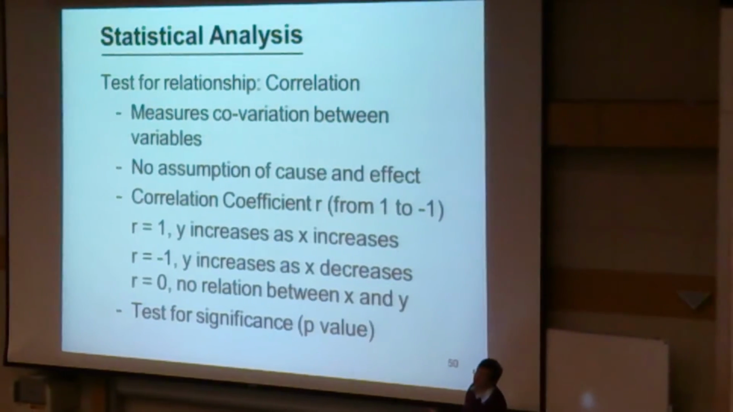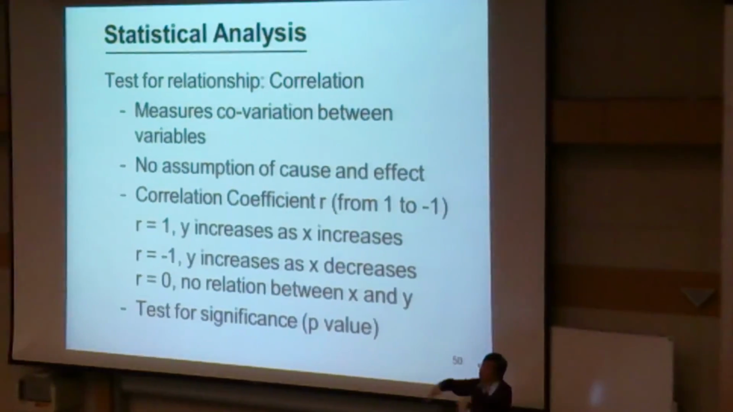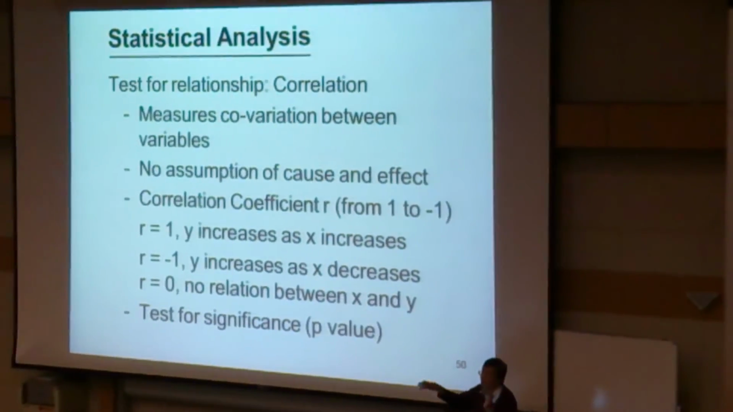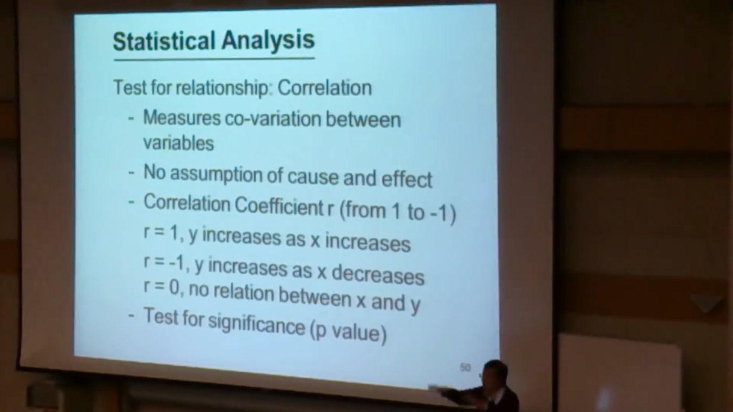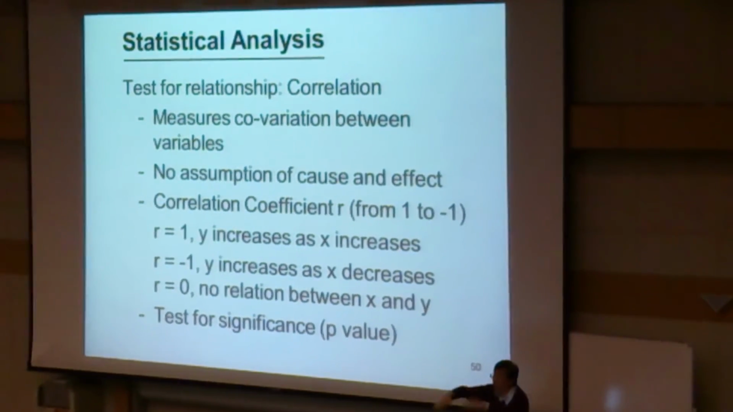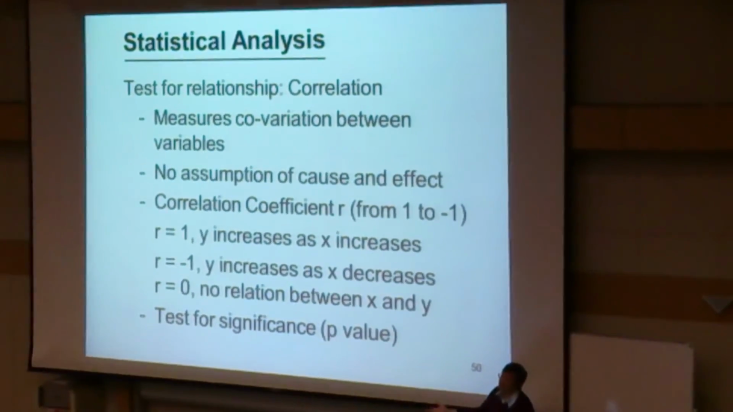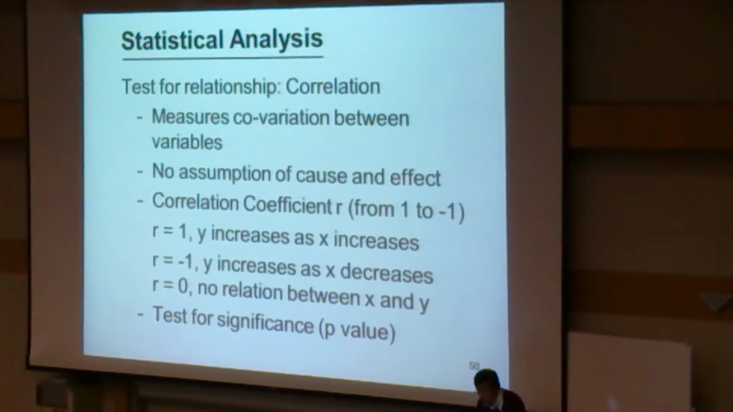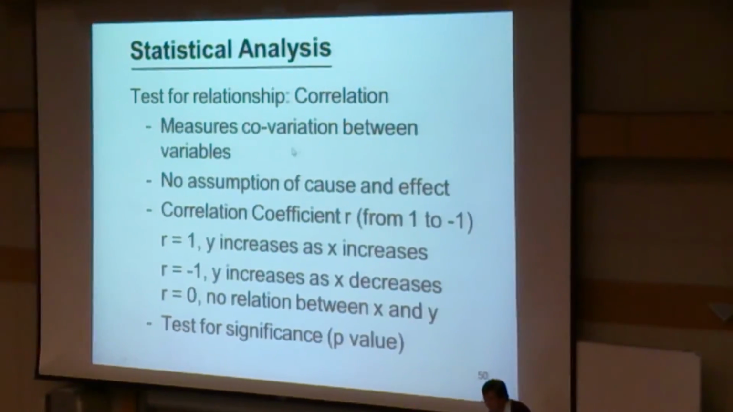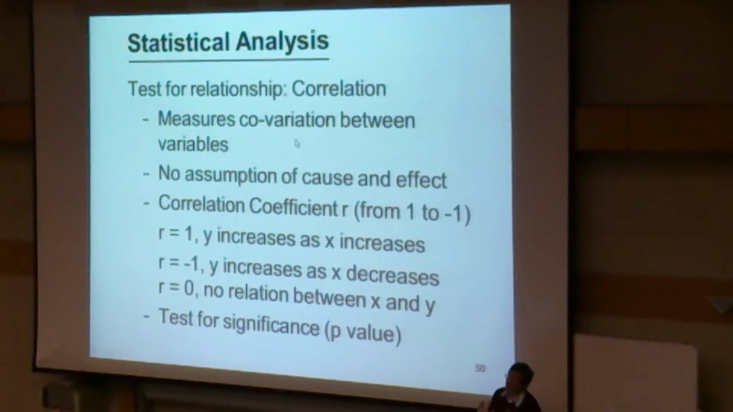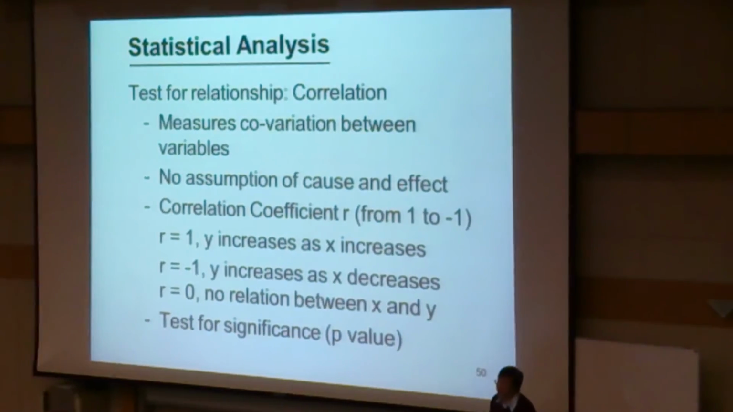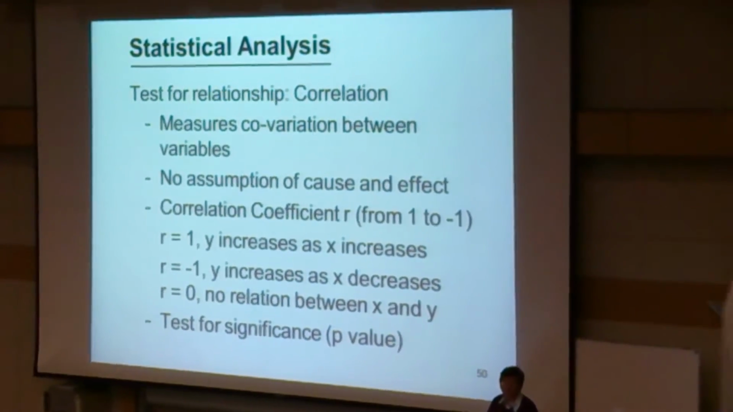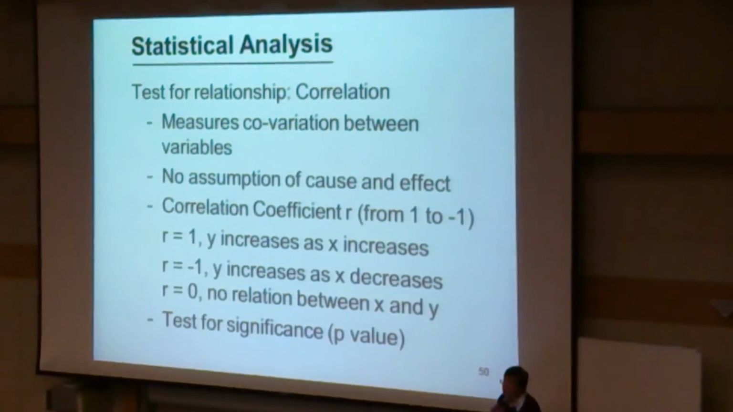Correlation simply means that two things happen to be behaving in the same way. You're trying to find out whether they behave in the same way, or in the opposite way, or maybe there's no relation. This is a measure of the so-called covariation. There is no assumption of cause and effect. Very, very important difference between regression and correlation.